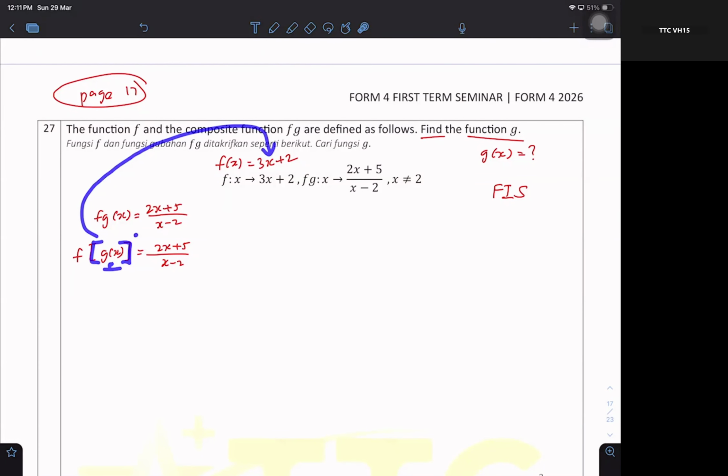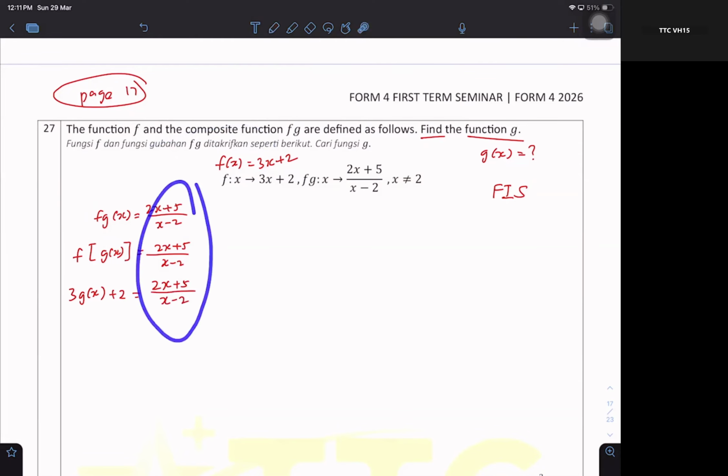The bracket is gx, right? If you take this gx and sub into the x, it becomes 3gx plus 2. The right hand side still copy. The right hand side is always copy, I tell you. Then from here, plus 2 bring over becomes minus 2, times 3 bring over becomes divide 3, right?